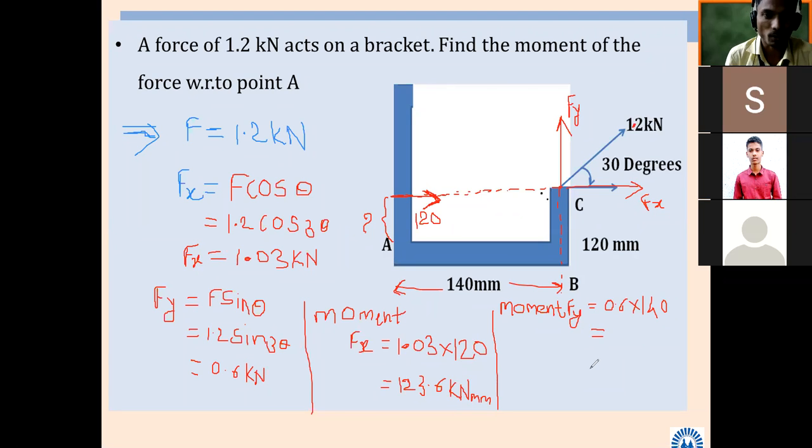So 84. What about the sign, plus or minus? If you apply force Fy at point C, your point A is fixed. How will this object rotate, clockwise or anti-clockwise? Anti-clockwise is the correct answer, because you have to imagine it yourself. I cannot show it by my hand. So point A is fixed.